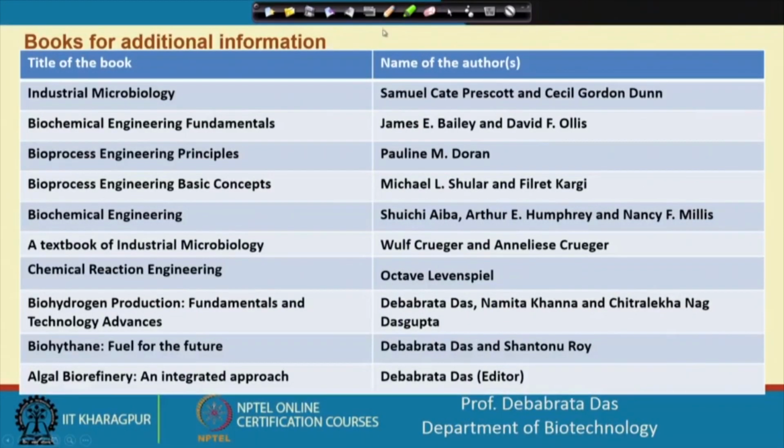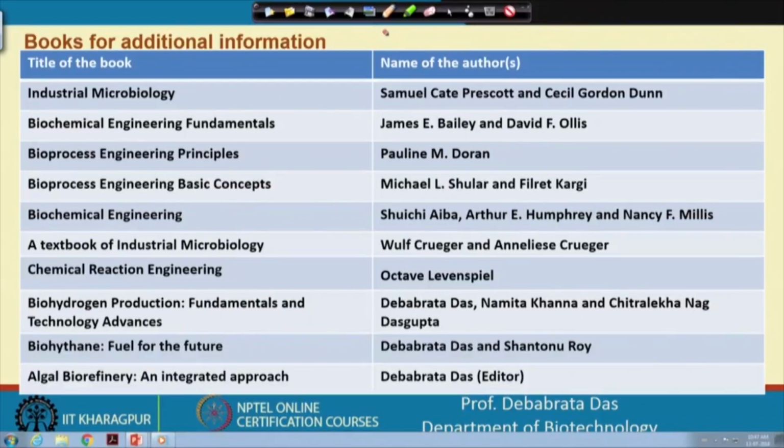So, these are the different reference books that you can consider: Industrial Microbiology by Prescott and Dunn, this is a very important book. Then Biochemical Engineering Fundamentals by Bailey and Ollis, Bioprocess Engineering Principles by Doran, Bioprocess Engineering Basic Principles by Shuler and Kargi, Biochemical Engineering by Aiba, Humphrey and Millis, A Textbook of Industrial Microbiology by Krueger and Krueger, the Chemical Reaction Engineering by Levenspiel, and I have written 3 books that also can be consulted.